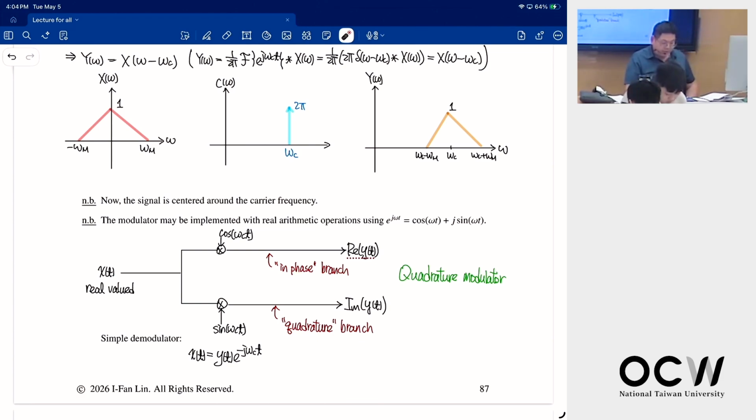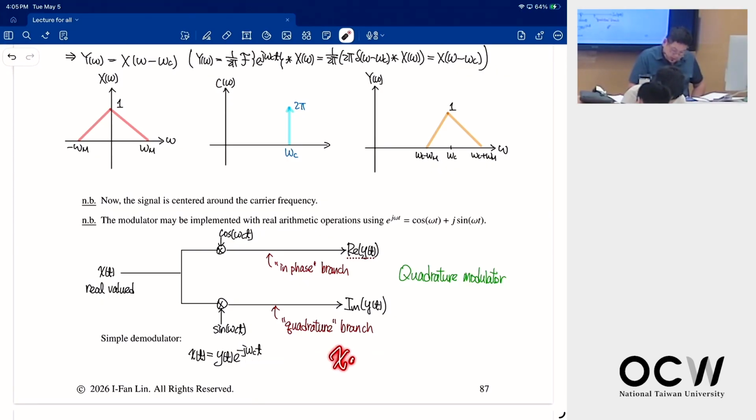And how do we demodulate that? To get my signal back, just take the output times the complex conjugate of the complex exponential. And here we have a minus sign, so they cancel out. Because y is x times c, right?